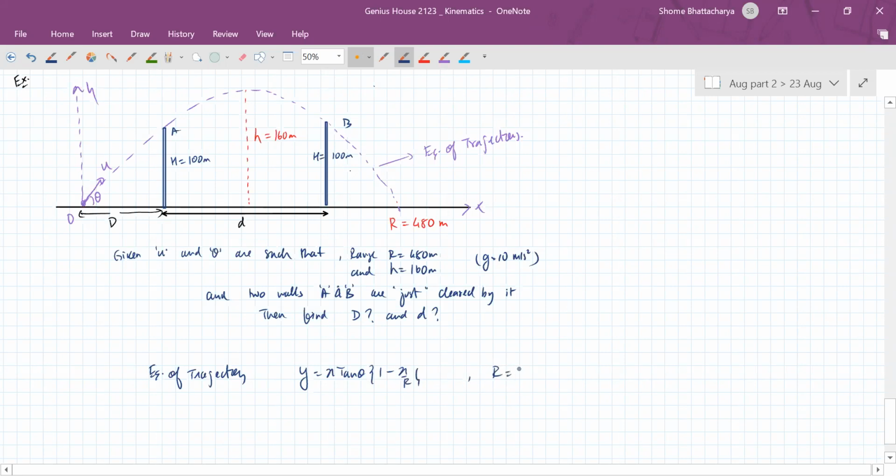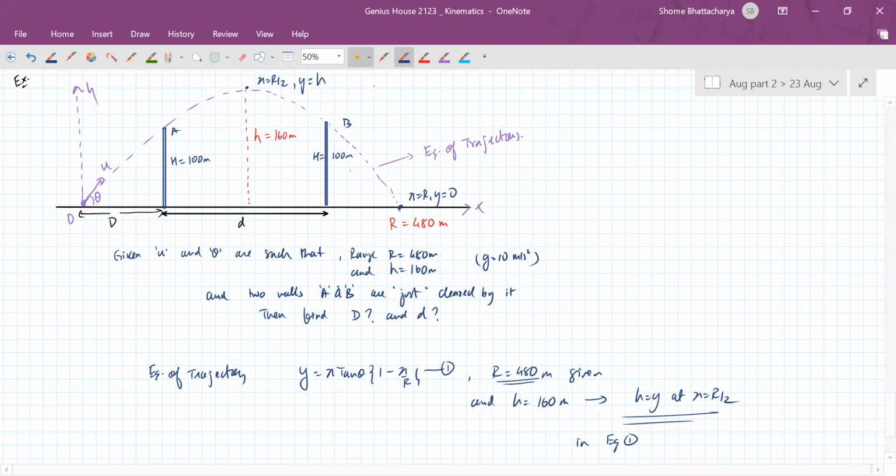And this we can see R directly is 480 meters. That's given. Okay. And we can also see that H is equal to 160 meters. Now H is basically what? H is equal to the value of Y at X equal to R by 2, because you can see that the maximum height position is always where X is half the range and Y is maximum height. And this position is where X is R, Y is 0. So you can substitute this in equation 1, the equation of trajectory.